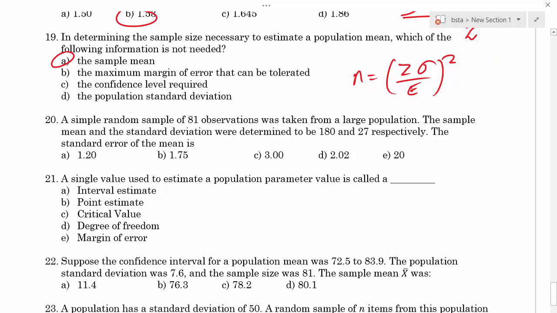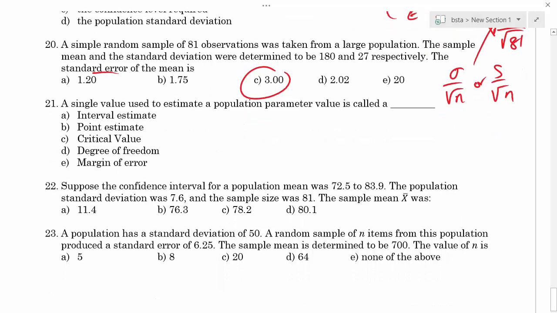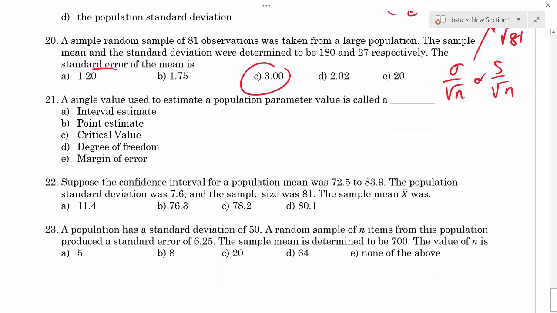Number 20. Standard error of the mean. Like I said before, the standard error of the mean is sigma over square root of n, or s over square root of n. That's what we call standard error. Standard deviation is 27 and sample size is 81. That's it, you're done. The standard error of the mean is what? 9. Number 21. Point estimate is correct.